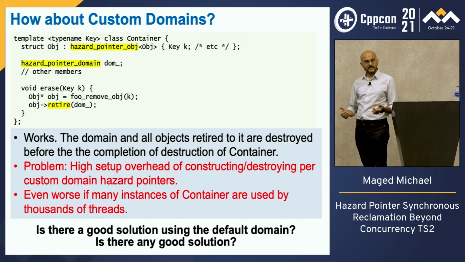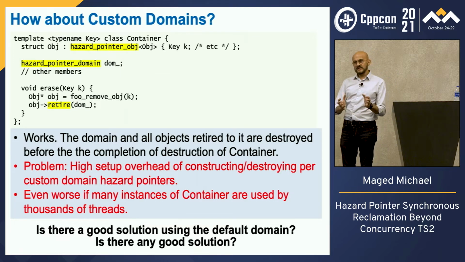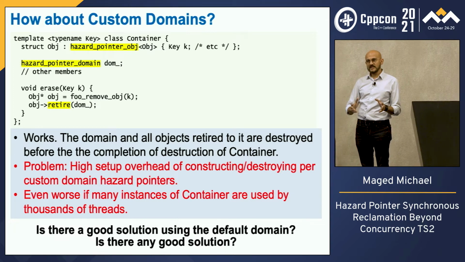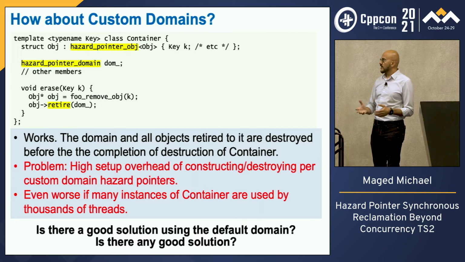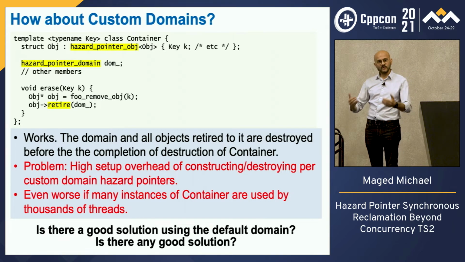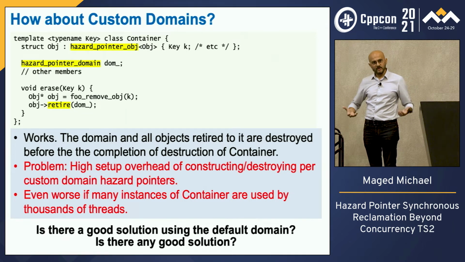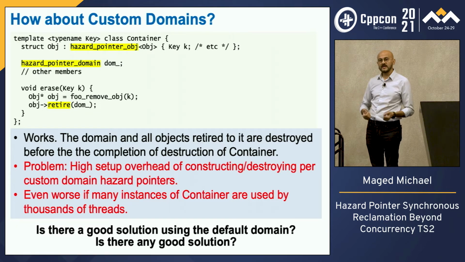That can work. I mean, it will work. It's just if the domain is very contained and the number of threads that use that container is small, and the instances of the container are long-lived. So it's worthwhile to construct new hazard pointers for that domain, and then when the container is destroyed, we destroy the domain, and it guarantees this synchronous reclamation. But then we have all this overhead.